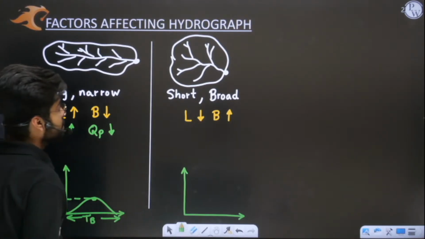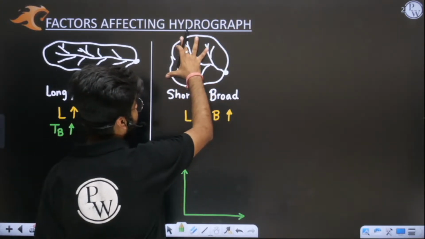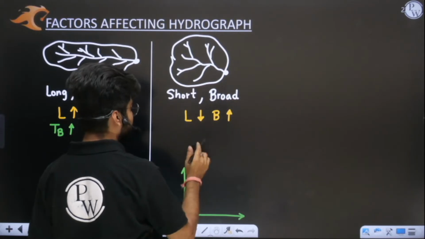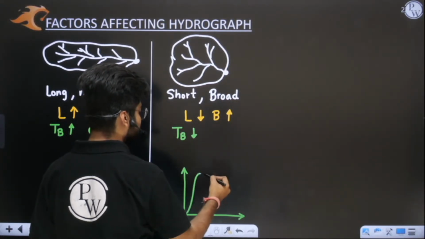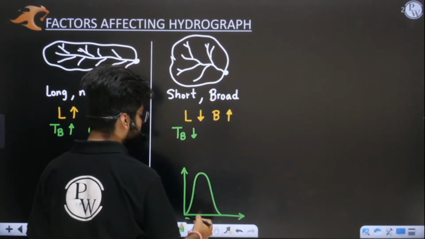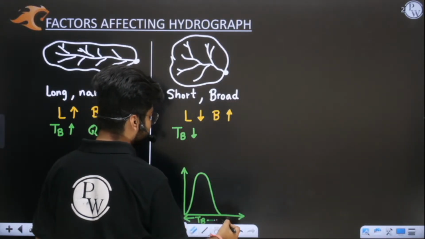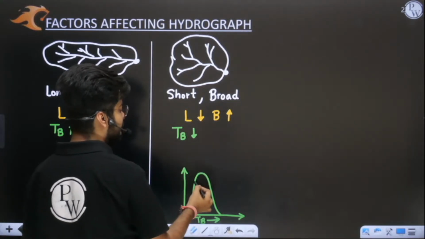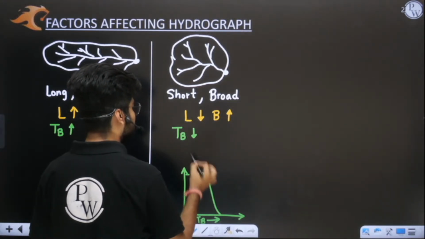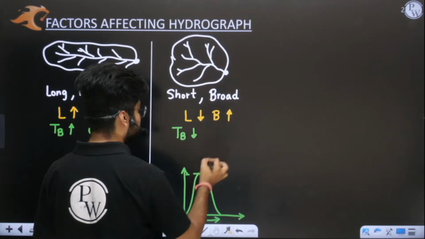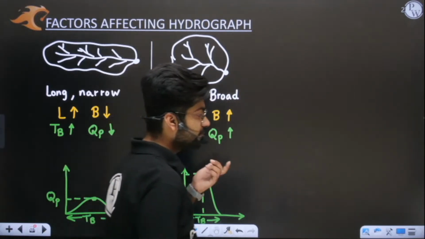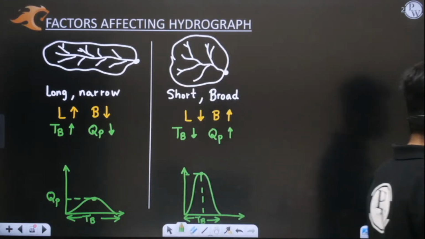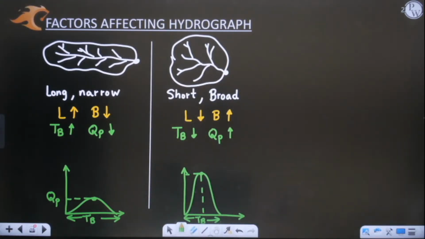But opposite to this one, since it is short, all the water will drain off quickly. That means base time will be less. You will see that all the water will come down quickly. So here we have less base time as compared to this one, and the peak discharge is more. Can you understand the difference between them?